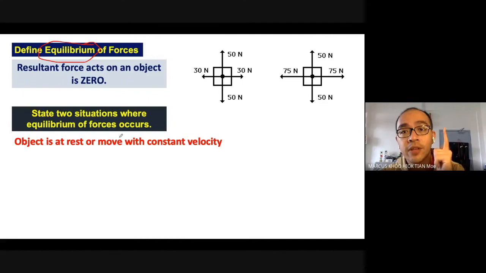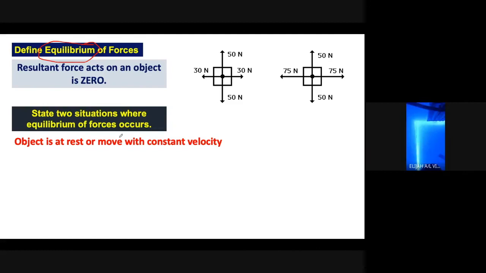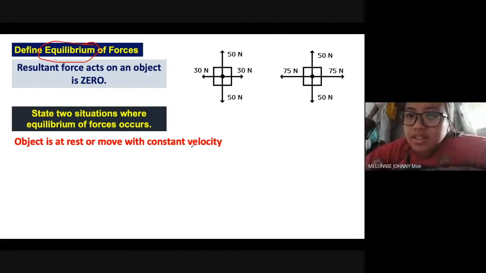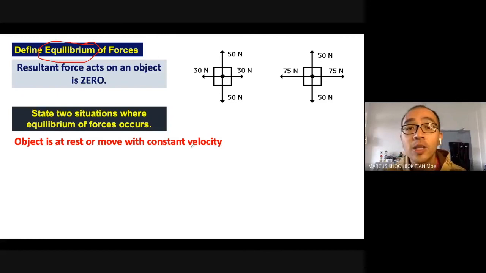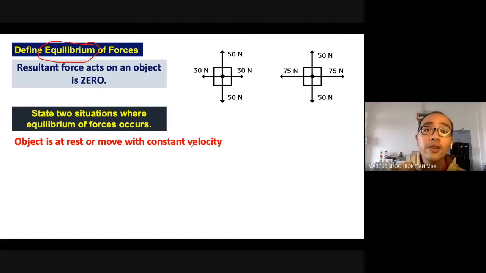What is the other meaning of constant velocity? Can anybody tell me? Uniform stationary? No, stationary is at rest. Come on, it is moving. It's not stationary. It's moving, but with constant velocity. Uniform acceleration? Come on, constant velocity. Zero acceleration. Uniform acceleration means the velocity is increasing. Oh dear, I have to repeat this.